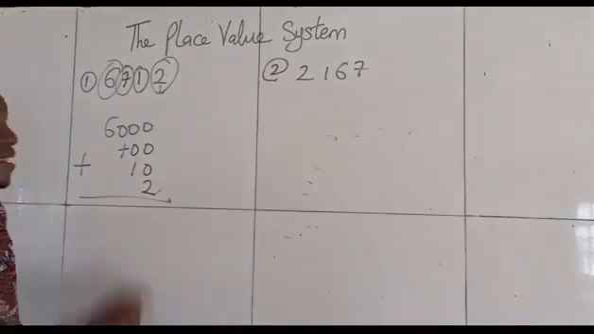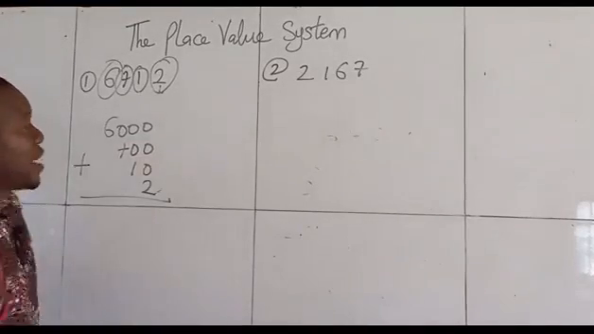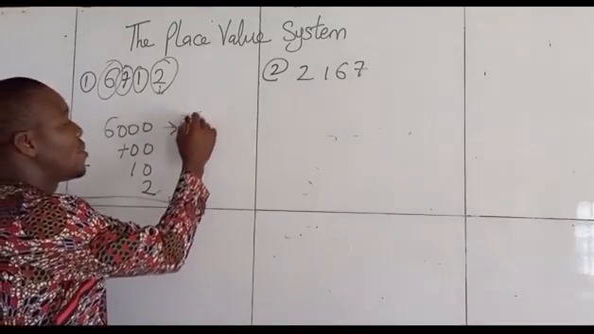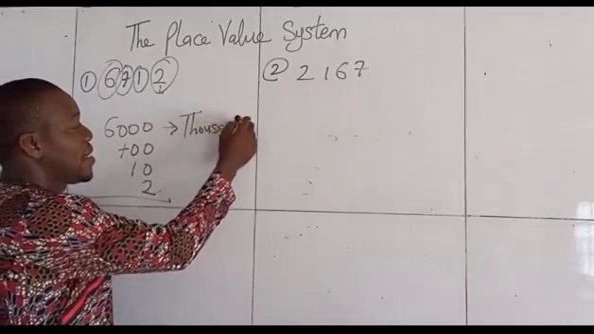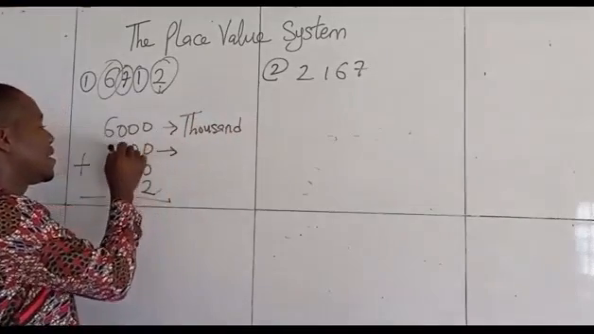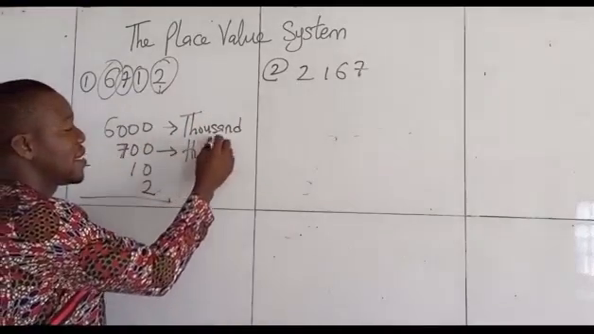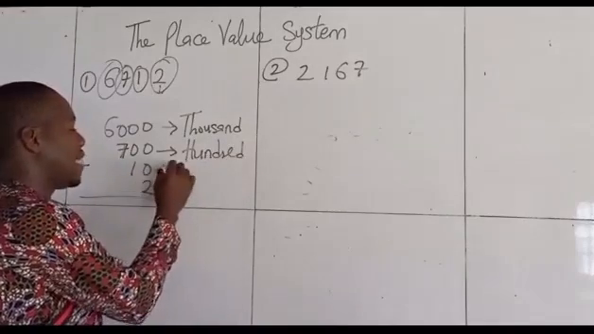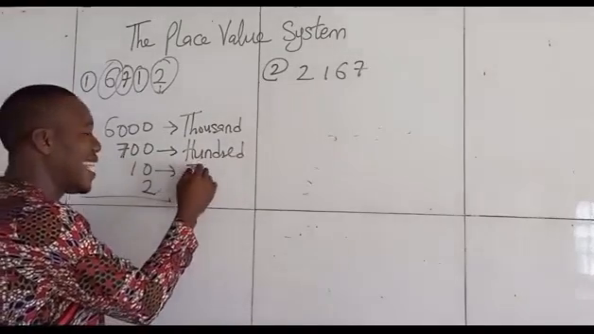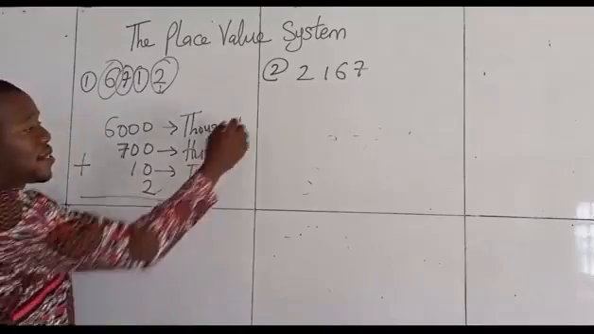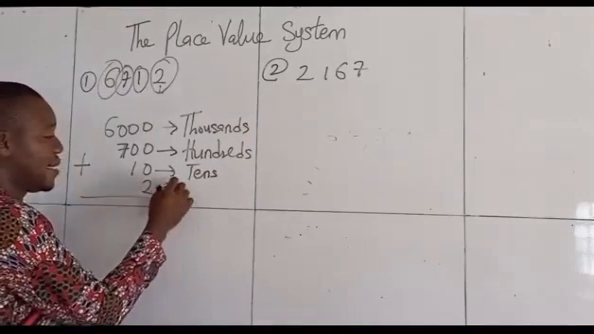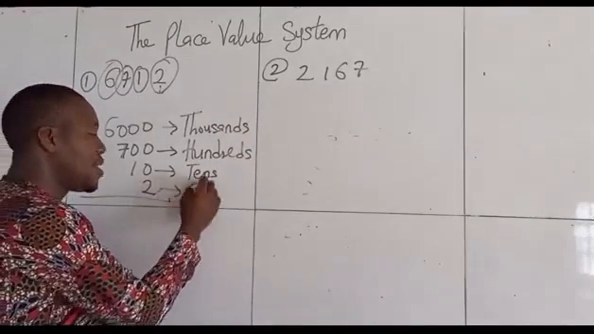6,700, because 7 is in hundreds. So the place value of 6 is thousands. The place value of 7 is hundreds. The place value of 1 is in tens. Thousands, hundreds, tens, and then the place value of 2 is in units.